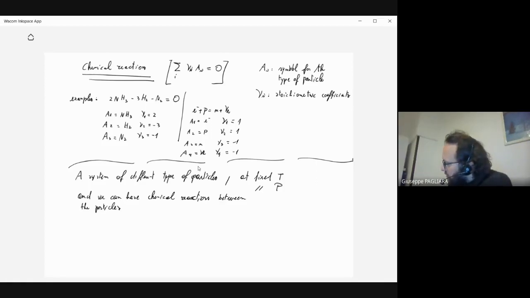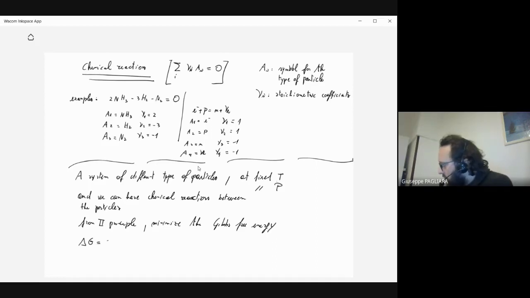Now, since the pressure and the temperature are fixed, and in any case the total number of particles is conserved, this is a system in which we have to minimize the Gibbs free energy in order to fulfill the second principle of thermodynamics. So from the second principle, we have to minimize the Gibbs free energy. Minimizing the Gibbs free energy, since in a state in thermodynamical equilibrium, which in this case means basically chemical equilibrium, the variation of the Gibbs free energy must be equal to zero.